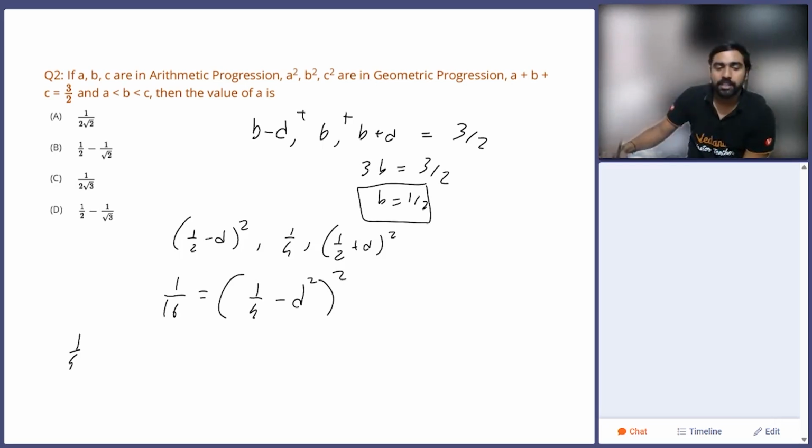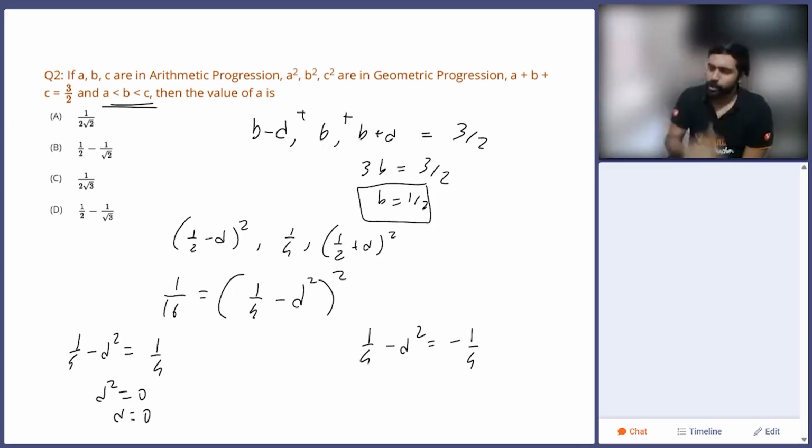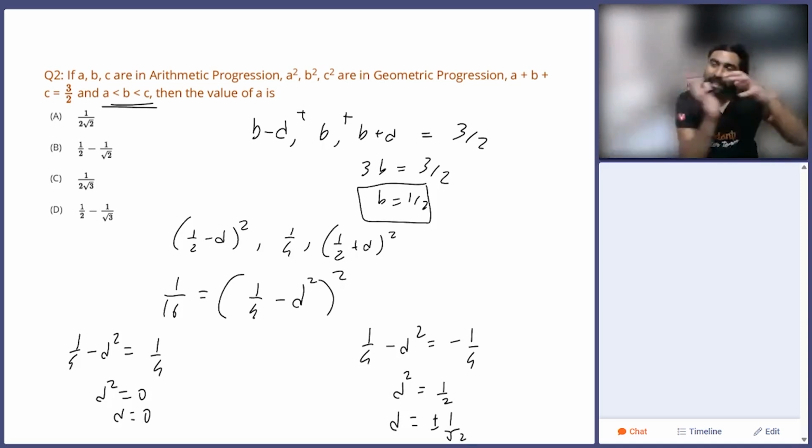So I have two possibilities. 1 by 4 minus D square is either equal to 1 by 4, or 1 by 4 minus D square is equal to minus 1 by 4. The problem that occurs over here is D square equals 0, D equals 0, then A, B, C become equal, which is not really acceptable over here. Now the second possibility is D square equal to 1 by 4 plus 1 by 4, which is 1 by 2. So D can be plus or minus 1 by root 2, but I have to go with the plus 1 by root 2 because A is the smallest one and C is the biggest one over here.